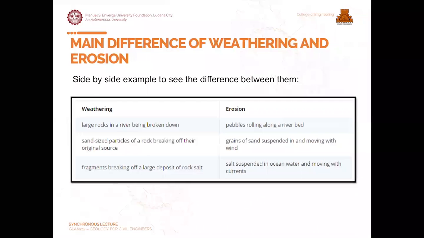Pag erosion naman siya, yung grains of sand suspended in and moving with wind. Okay? Hindi pa siya nagkakaroon ng change ng form niya, no? From grains of sand, kapag erosion yung nangyari, magiging sedimentary rock lang siya kapag halimbawa naipon na siya from one place, no? Then dito, fragments breaking off a large deposit of rock salt. Pag erosion siya, yung salt suspended in ocean water. So by current lang yung movement niya, no?